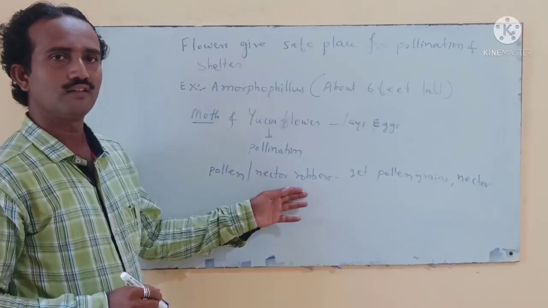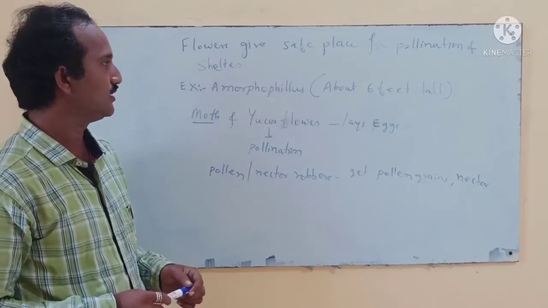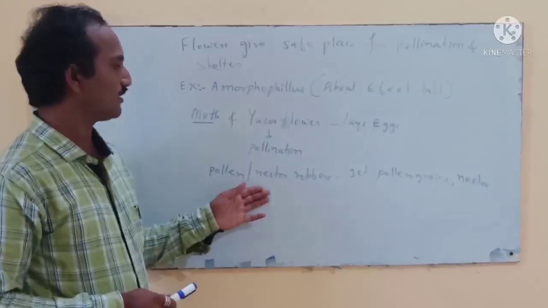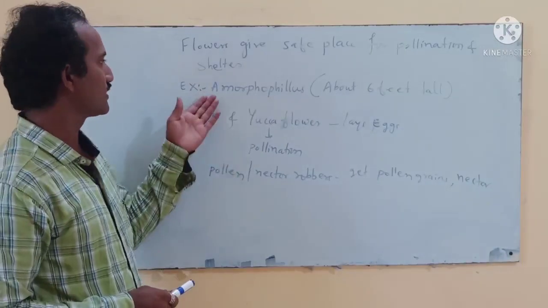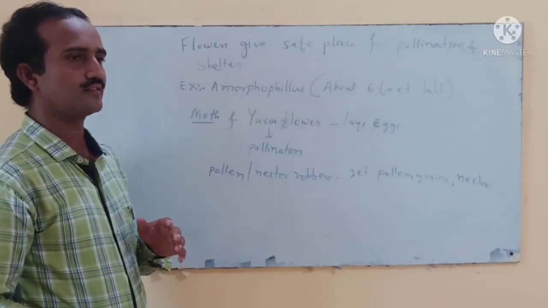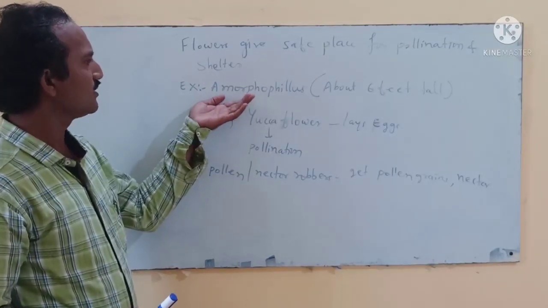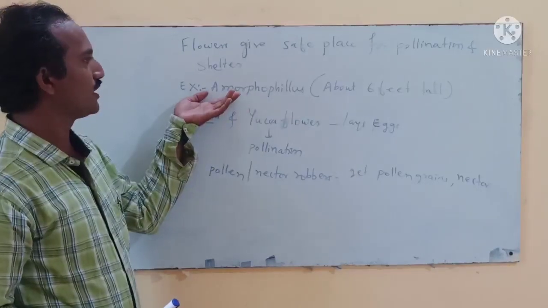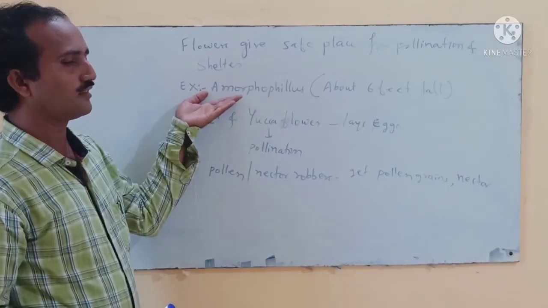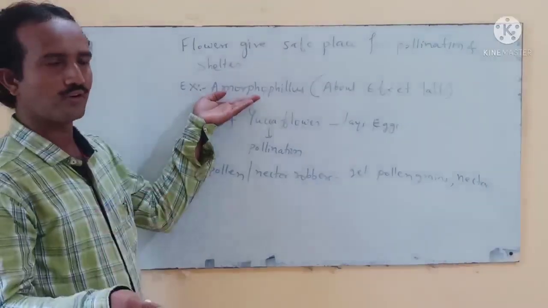Such types of insects are called pollen or nectar robbers. So this is a type of unusual pollination. One is the mutual understanding with each other, where mutually they carry out the pollination. The Amorphophallus, one of the tallest flowers, will give the shelter to the animals to carry out the pollination.